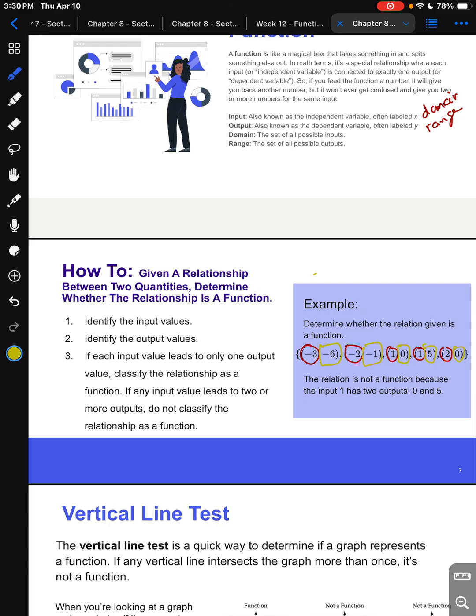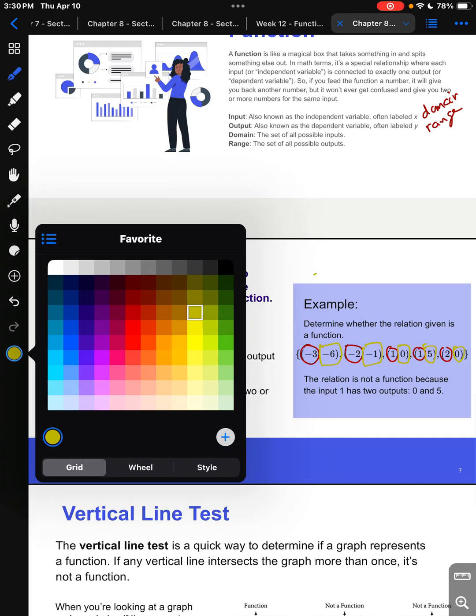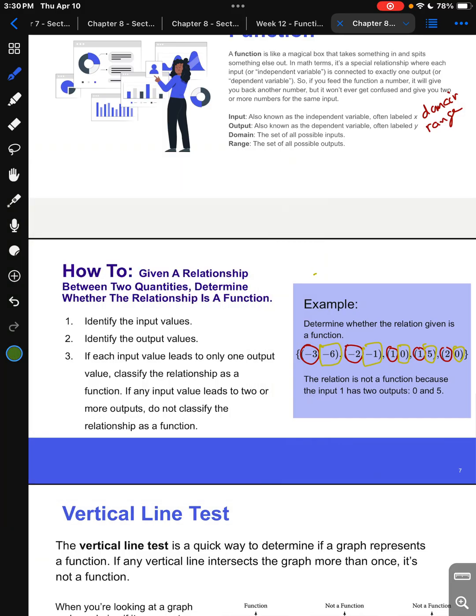If each input value leads to only one output value, classify the relationship as a function. If any input value leads to two or more output values, do not classify it as a function. So if you look at this, does each input go to exactly one output? Well, take a look at this one. If I input a 1, I get a 0. But next time I input a 1, I get a 5. So since this 1 goes to two different values, we're going to say that this is not a function.